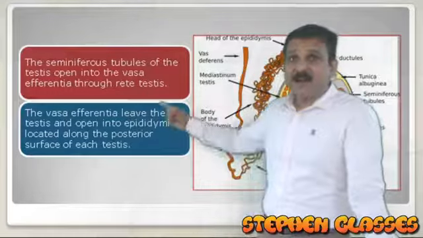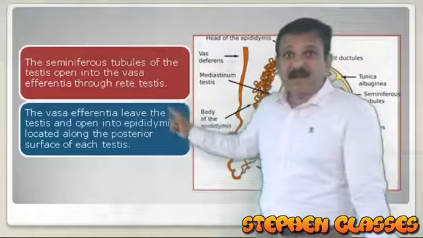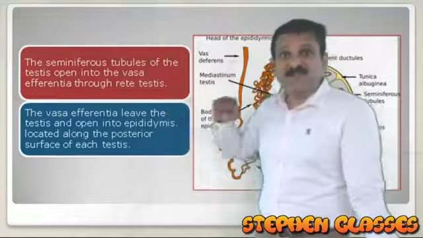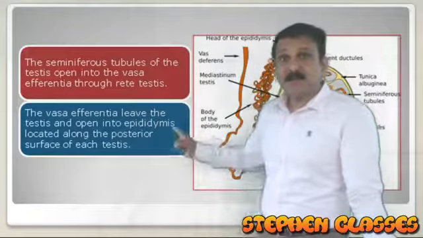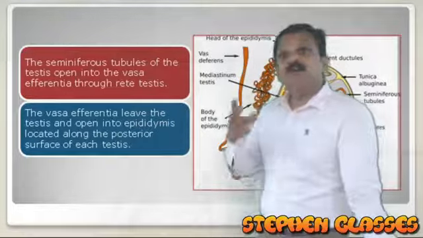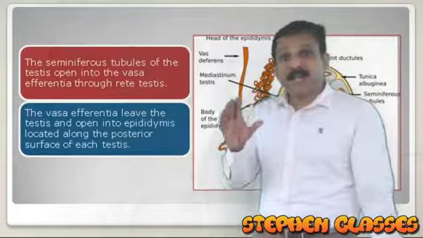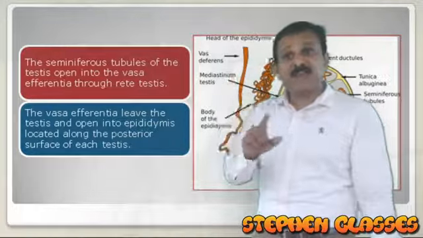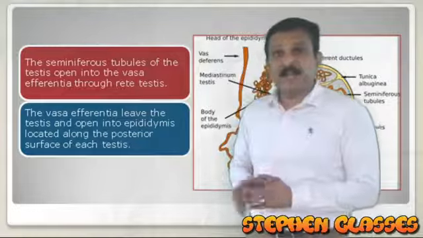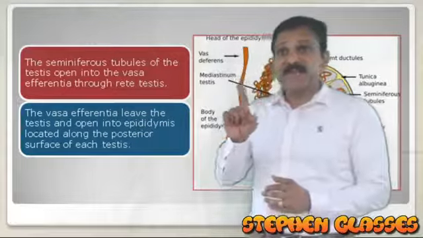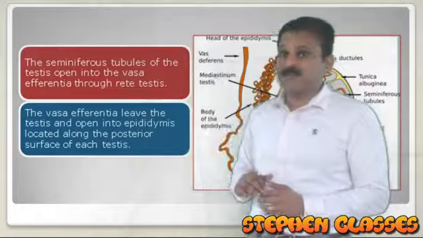Okay. Now what will happen to vasa efferentia? Vasa efferentia are small tubules which leave the testis and open into epididymis. Where is epididymis actually located? Epididymis is located on the posterior surface of each testis, on the posterior part of each testis.